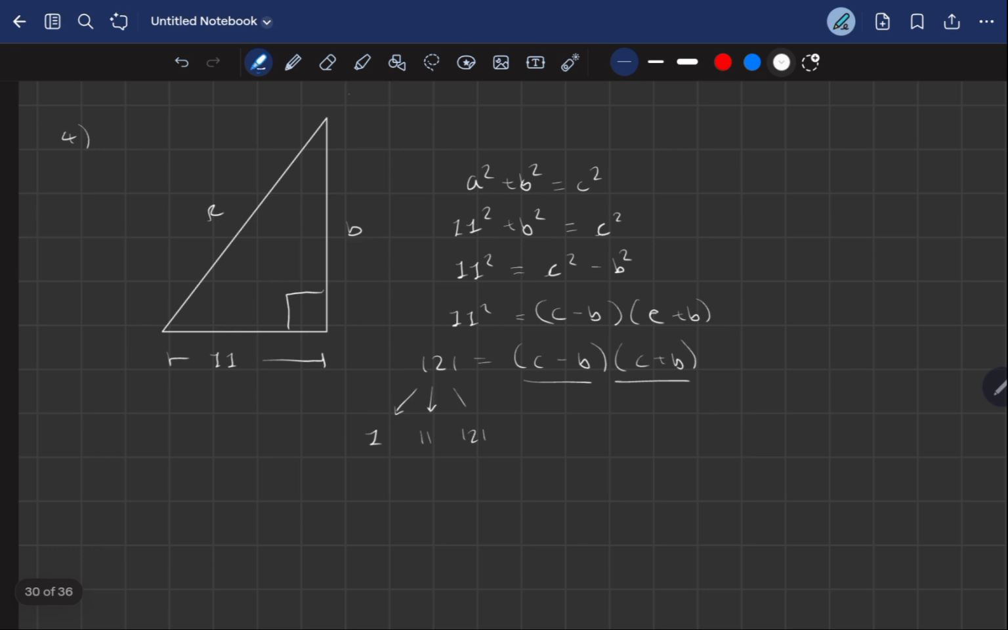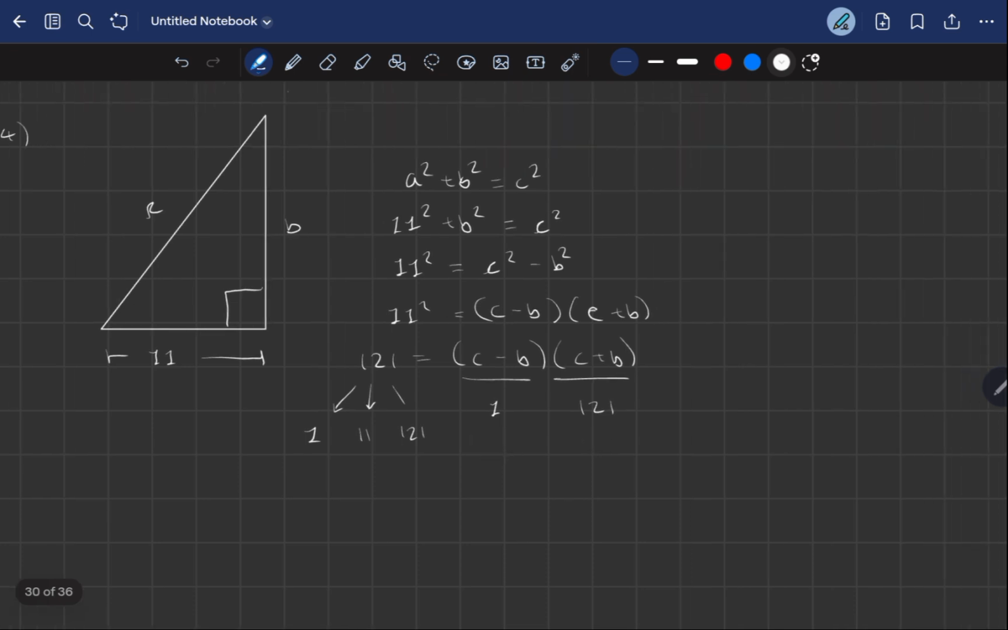Now c minus b is obviously smaller than c plus b. So c minus b could be 1 and c plus b could be 121. Or c minus b could be 11, and c plus b could also be 11. However, if c minus b and c plus b are both 11, then b has to be 0, and b can't be 0 because it's a side length. Also, b has to be greater than 11. So that's out. So c minus b has to be 1, and c plus b has to be 121.